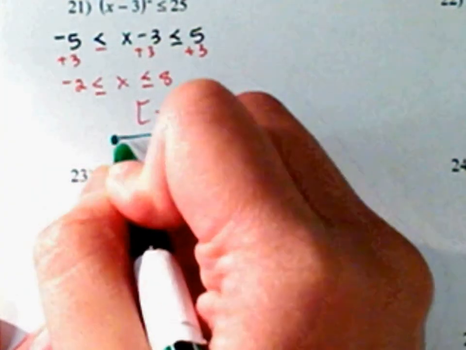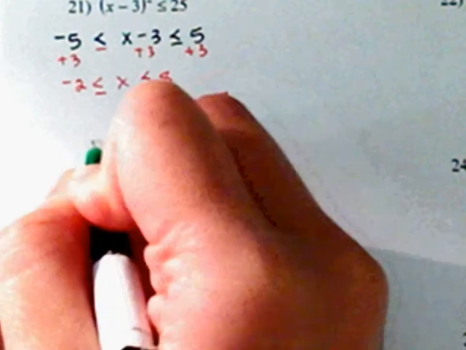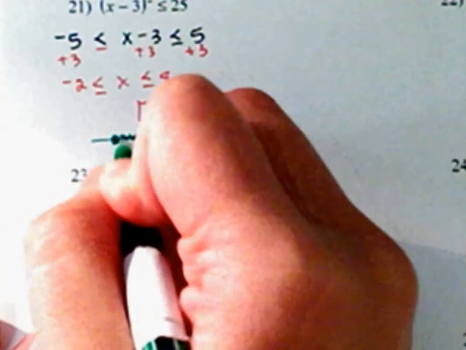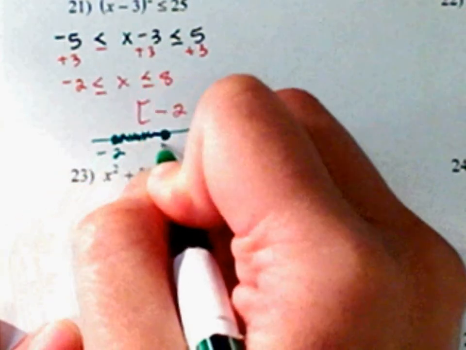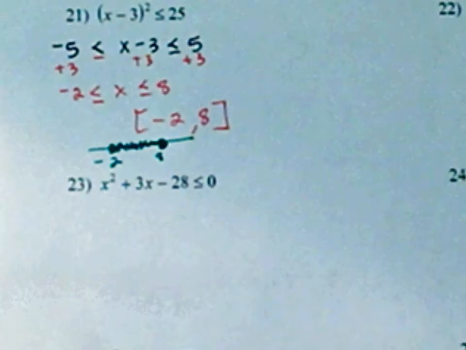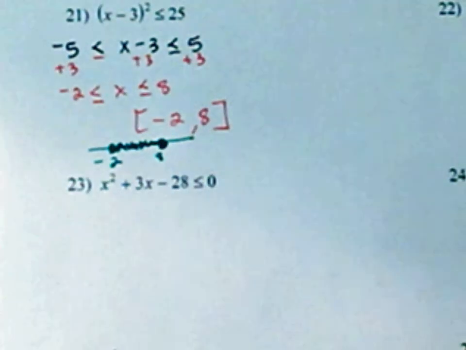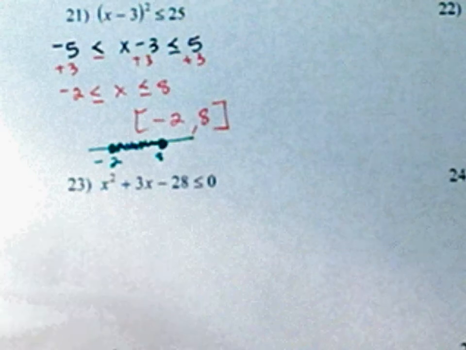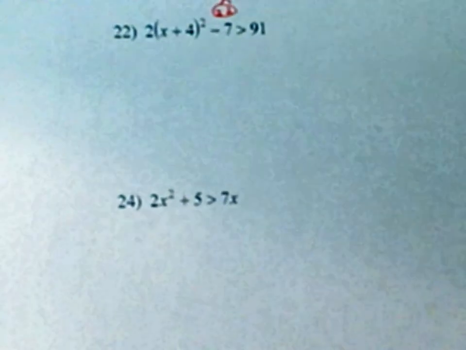So your solution is between each other, right there. Here's negative 2, and here's 8. All right. Kind of ran out of room, so I could draw a parabola. Okay. Number 22. Let's keep going.